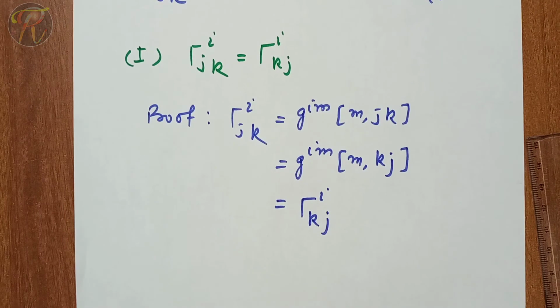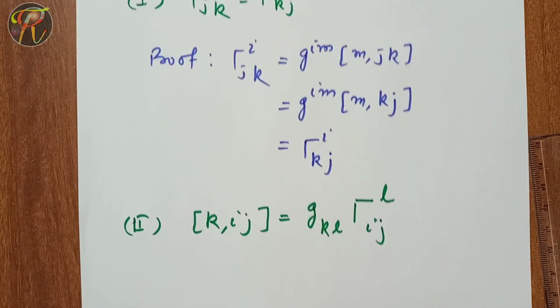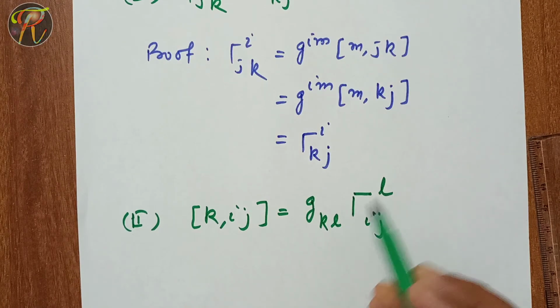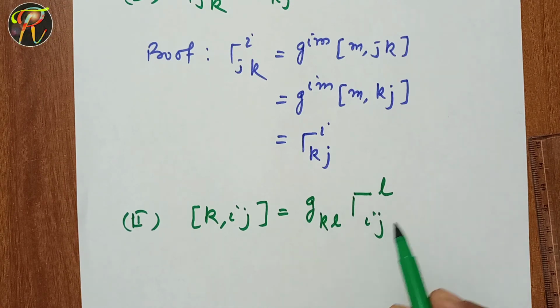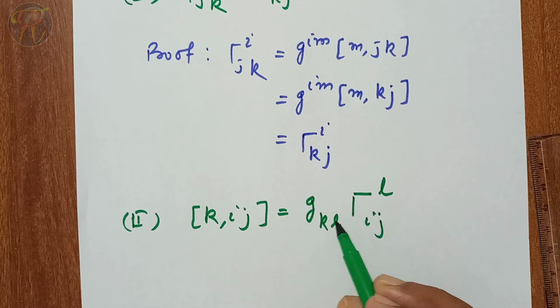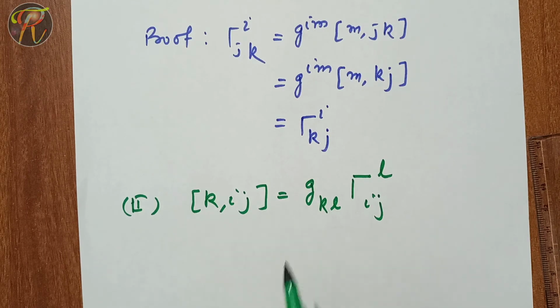Now the second property is [ki,j] equal to g_kl gamma^l_ij. Here l is a dummy index, so in place of l you can take any other index other than k, i, j. You can take p, q, or r. So this is the second property.